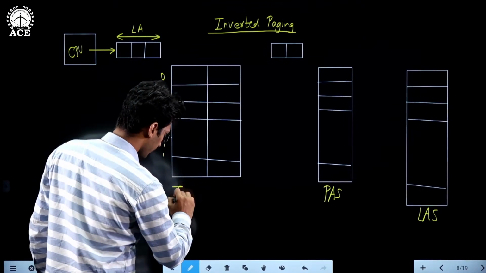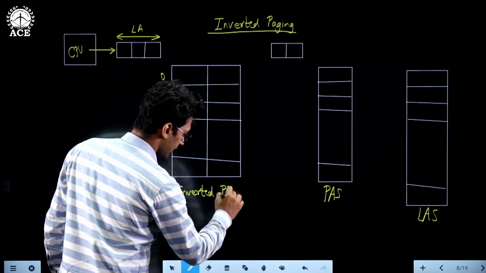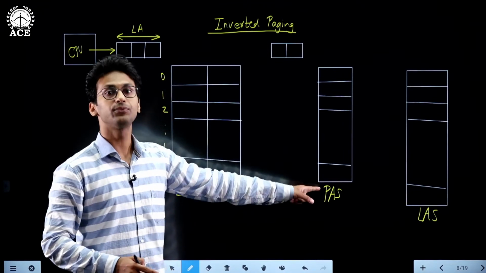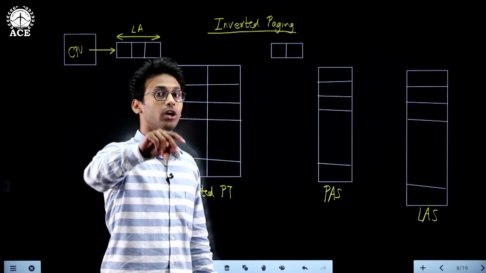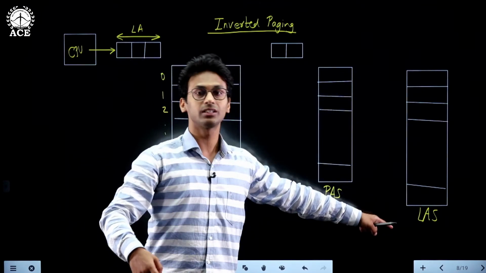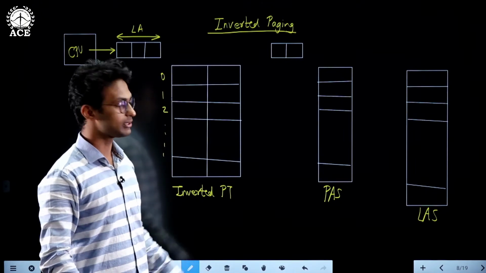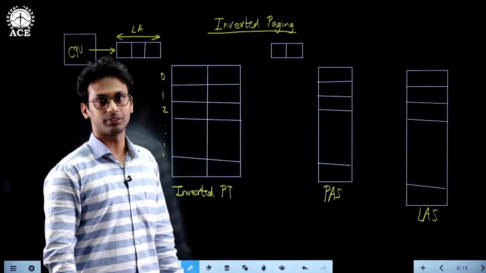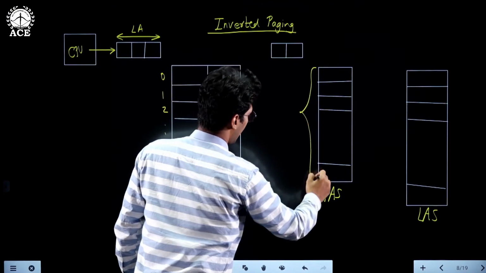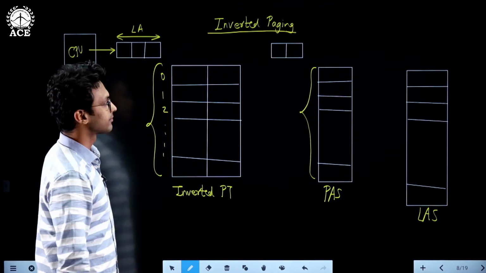Yeah, I think you got it. Inverted page table: the number of entries in the inverted page table is the same as the number of frames in physical address space. Earlier, what you saw in paging, the number of entries in the page table is the same as the number of pages in logical address space. Now the number of entries in the page table is the same as the number of frames. That's the difference, isn't it? This one and this one, these many entries, both are the same.